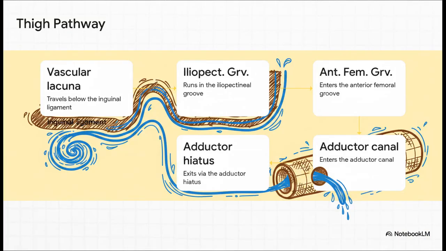All right, let's track the route, the artery's thigh pathway. Here's where things get really interesting. Because this artery doesn't just drop straight down your leg. It navigates a highly specific spatial journey. Right after passing that inguinal ligament, it travels through the vascular lacuna, which is a little medial compartment just below the ligament, eventually reaching the anterior or front surface of your thigh. From there, it flows down through a channel called the iliopectineal groove, moves right into the anterior femoral groove, and then enters this tunnel-like structure called the adductor canal. Finally, it pops right out of this canal through an opening called the adductor hiatus. It's an incredibly structured pathway. Honestly, it's almost like water perfectly carving a canyon straight through the muscles.